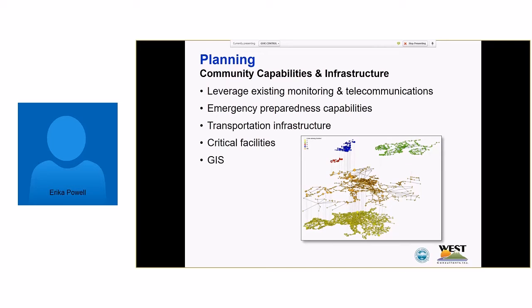Understanding the who, what, and where of your emergency preparedness capabilities is critical. More people die in cars and in transportation systems than just about anything in a flood. And so you have to understand what's going on with your transportation system relative to hydrologic hazards. Knowing where the critical facilities are, hospitals, police stations, fire stations, schools, and the like, is a really important part of it. And GIS is your friend, because most communities now have really sophisticated GIS capabilities that can be a great utility in developing your plan.